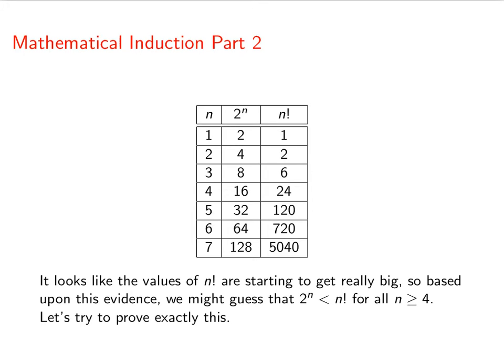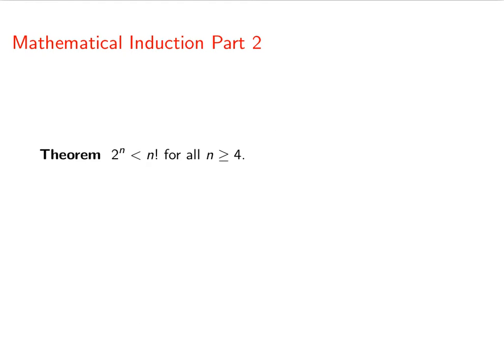Let's prove exactly this statement. So our theorem is that 2 to the n is less than n factorial for all n greater than or equal to 4. It doesn't work when n is equal to 1, 2, or 3. So for our proof, let's let p of n be the predicate: 2 to the n is less than n factorial.